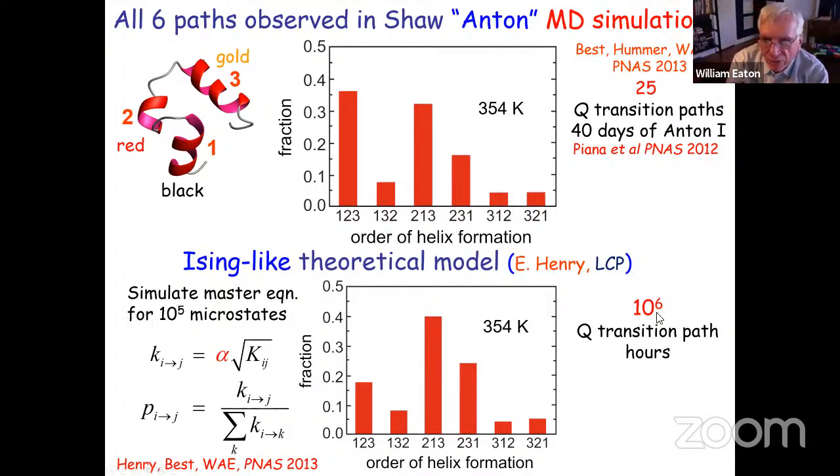And in just hours, he was able to observe 10 to the 6 transition paths. And again, not as impressively as the MD, because 2 and 3 actually crept in here, but also the dominant paths were the first and second helix, the second and first helix, and here the second helix before the third helix.